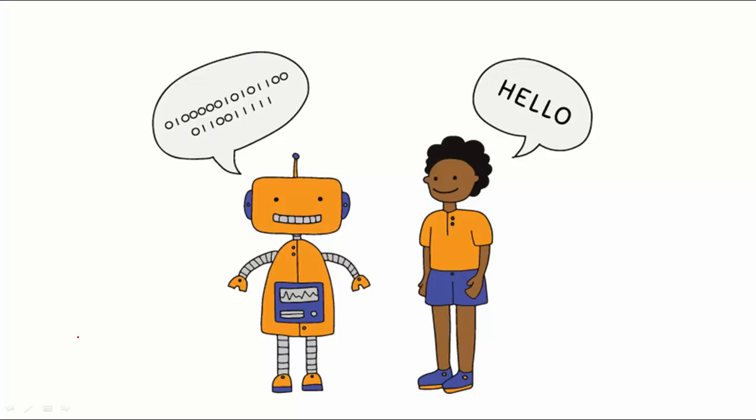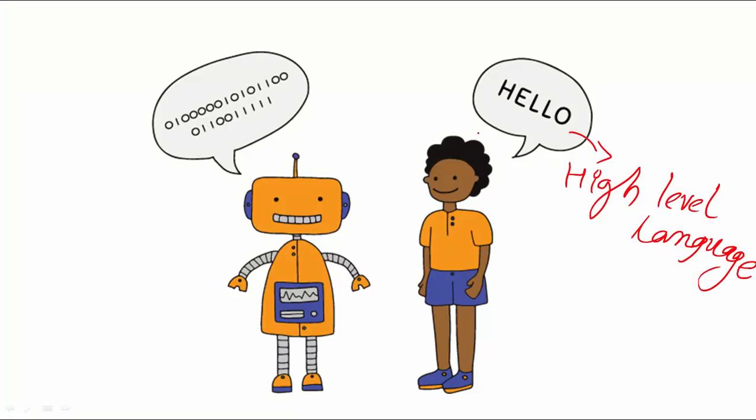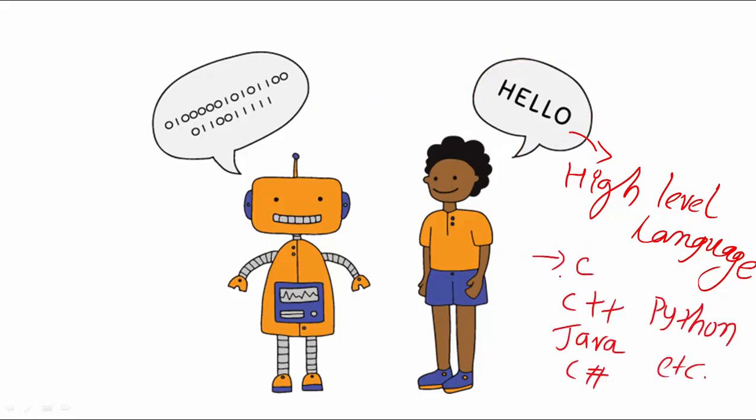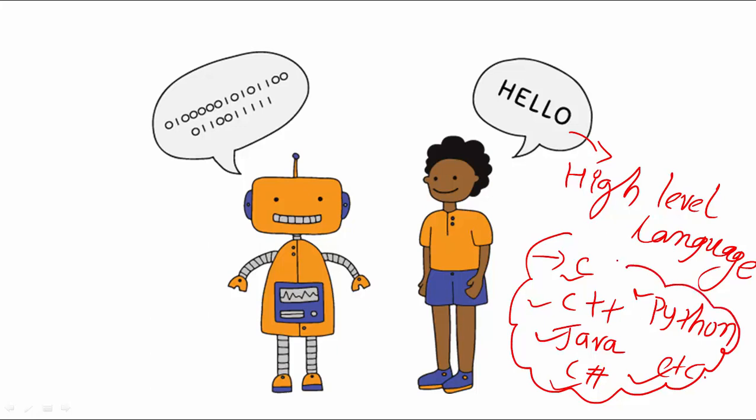To solve this problem, we have the concept known as the high-level language. So what we are going to do is speak a language which is like English, and somehow the computer will understand it in the form of 1 and 0. These high-level languages are C, C++, Java, Python, C#, etc. So we can write programs in these languages. This language would be very similar to the English language we use daily.